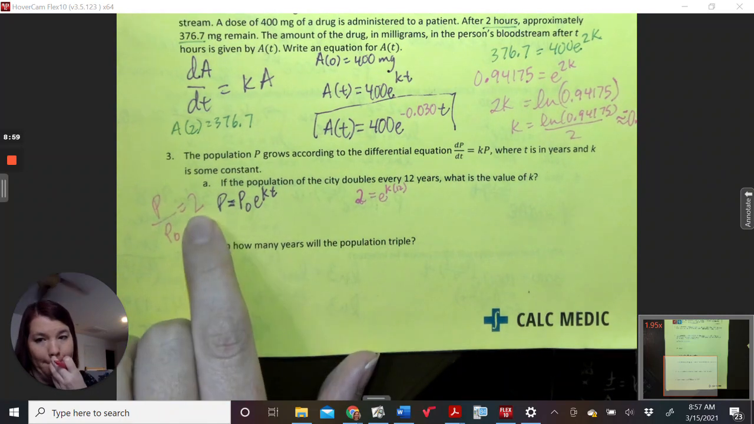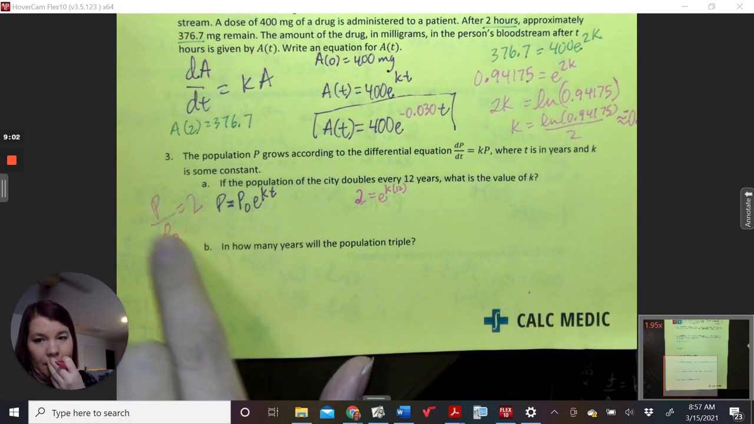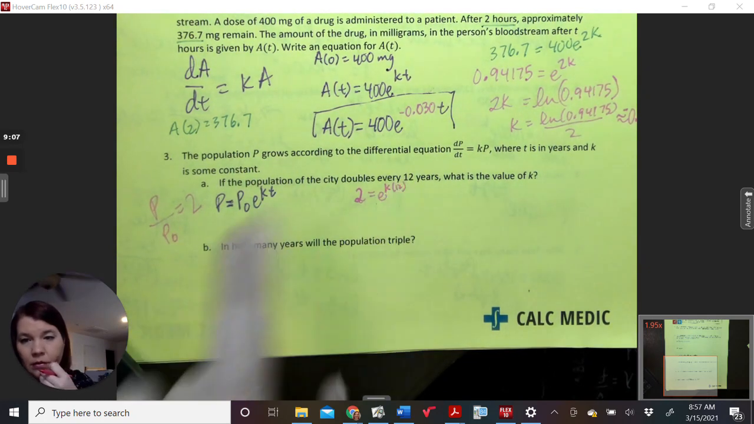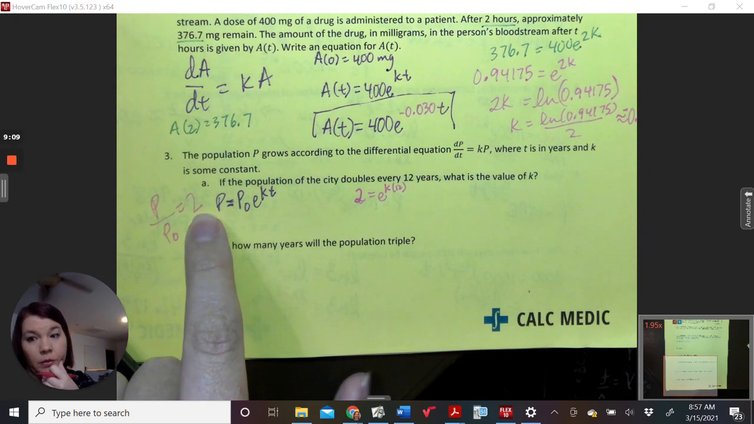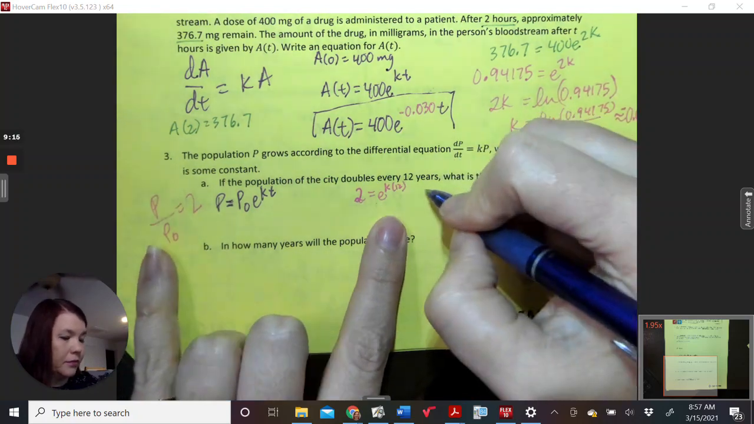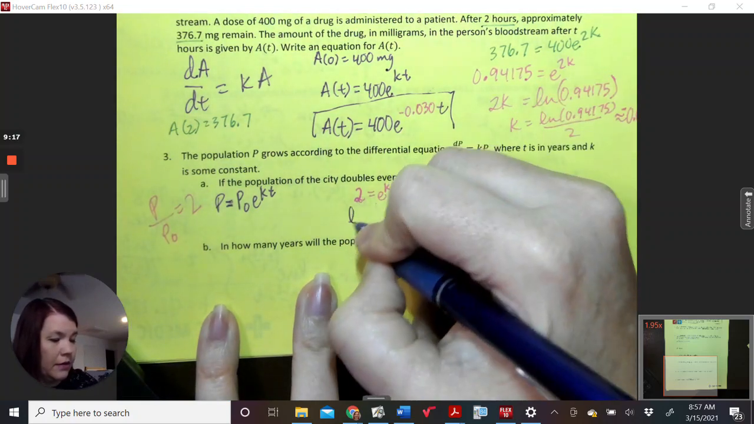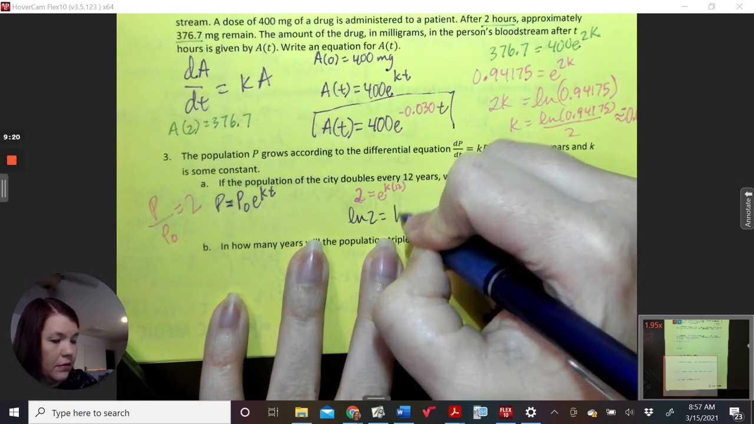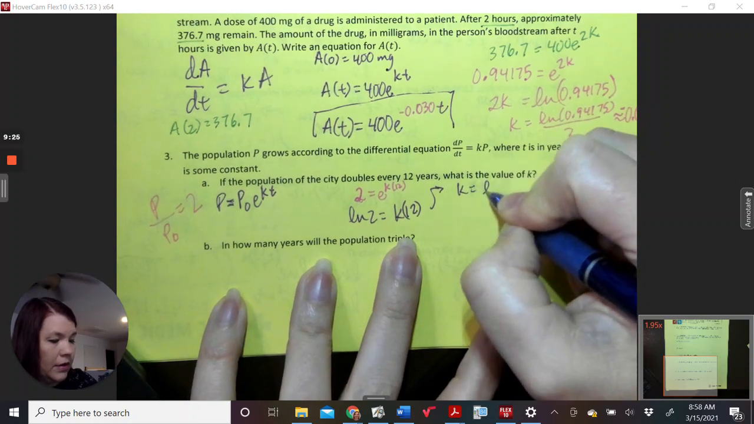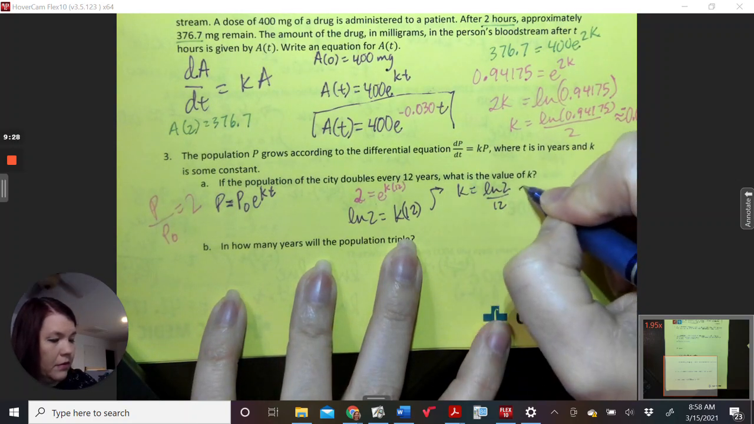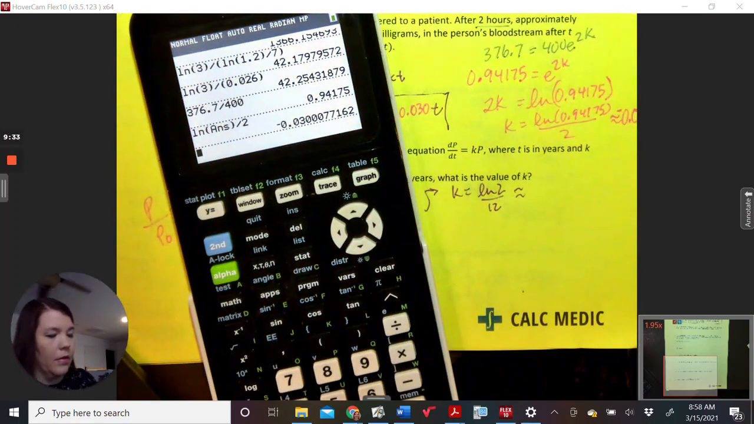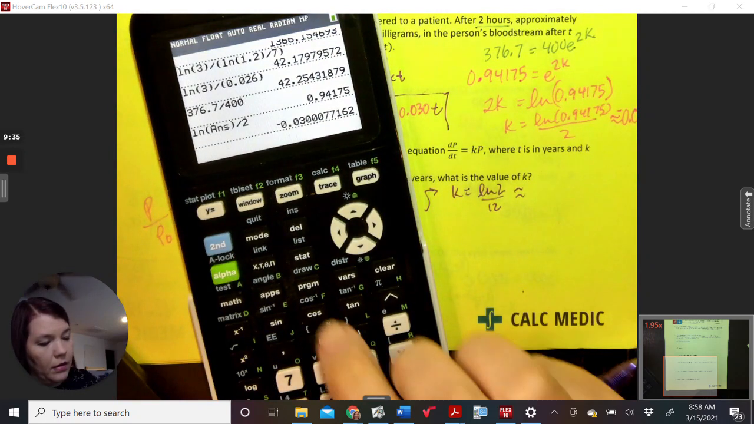Okay, so let's figure out what K is. And so we're taking the natural log of both sides. And so K is equal to the natural log of 2 divided by 12. ln 2 divided by 12 is 0.05776. Or you can stop at 7, whichever one you want.